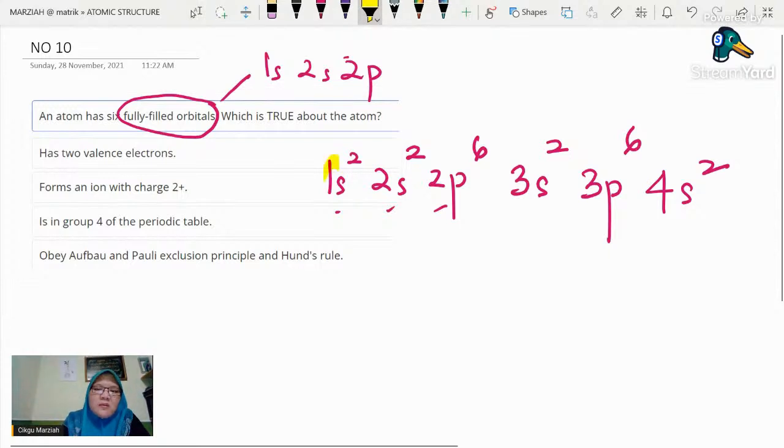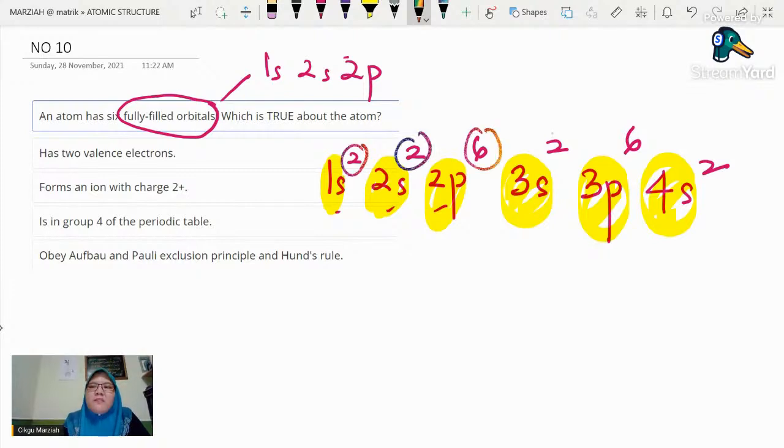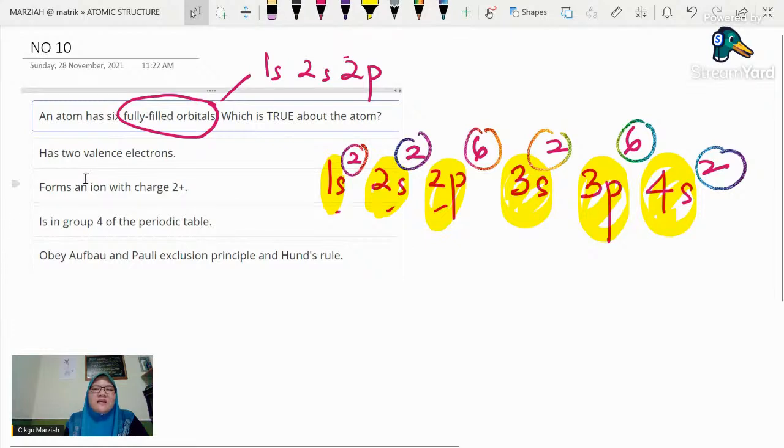This is orbital number 1, which is orbital 1s. This is orbital number 2, 2s. This is orbital number 3, 2p. Orbital number 4, orbital number 5 and orbital number 6. All full fill. 2, 2, 6, 2, 6, 2. Okay, it has 2 valence electron. Okay, boleh jadi betul.